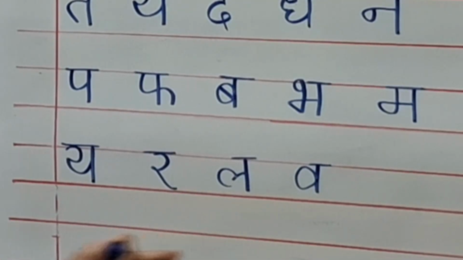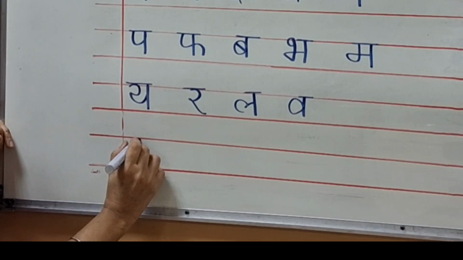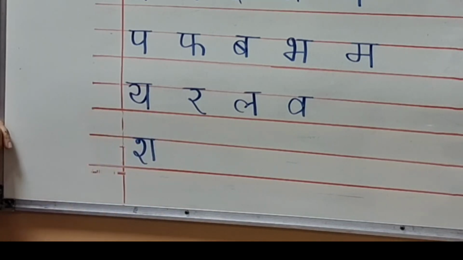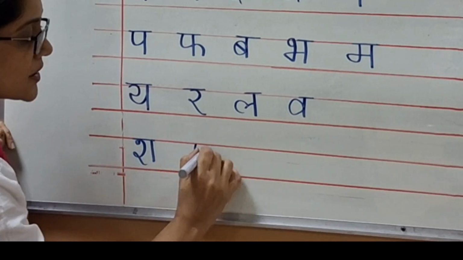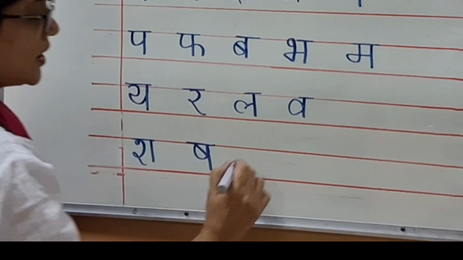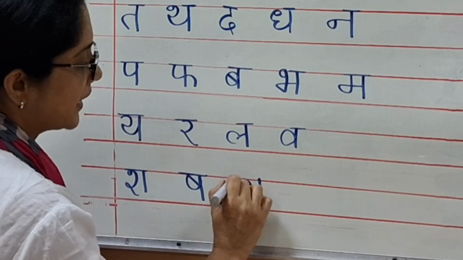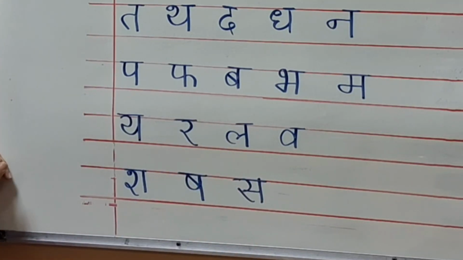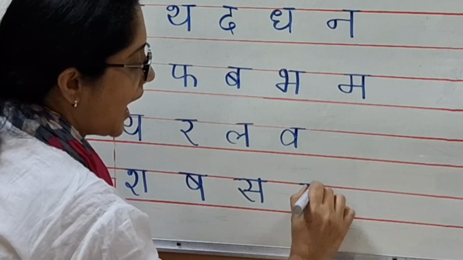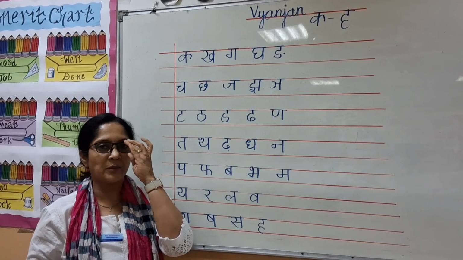Now the last family over here is the Sh family. Sha se shalgam. Then Sha se shatkon. The next Vyanjan is Sa se sadak. And the last Vyanjan here is Ha se hathi. Now can you repeat these letters with me?